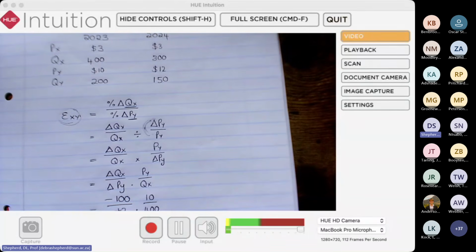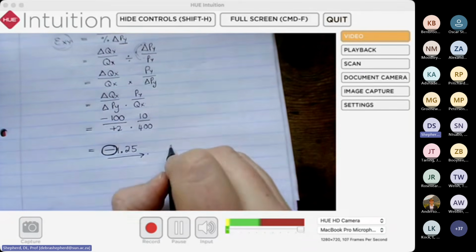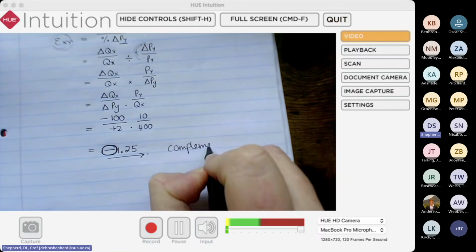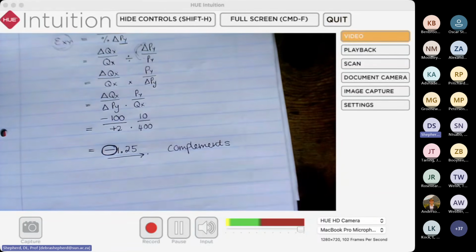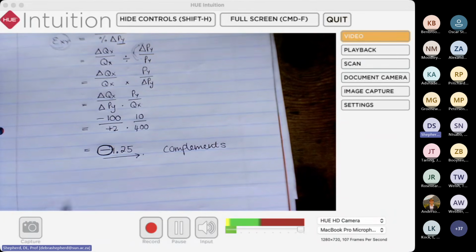Now, because we are using less Y, we will then, as a result, use less X if it is a complement. So a negative cross-price elasticity tells me the two goods are complements. If you get a cross-price elasticity that is positive, then it tells you that the two goods are substitutes.